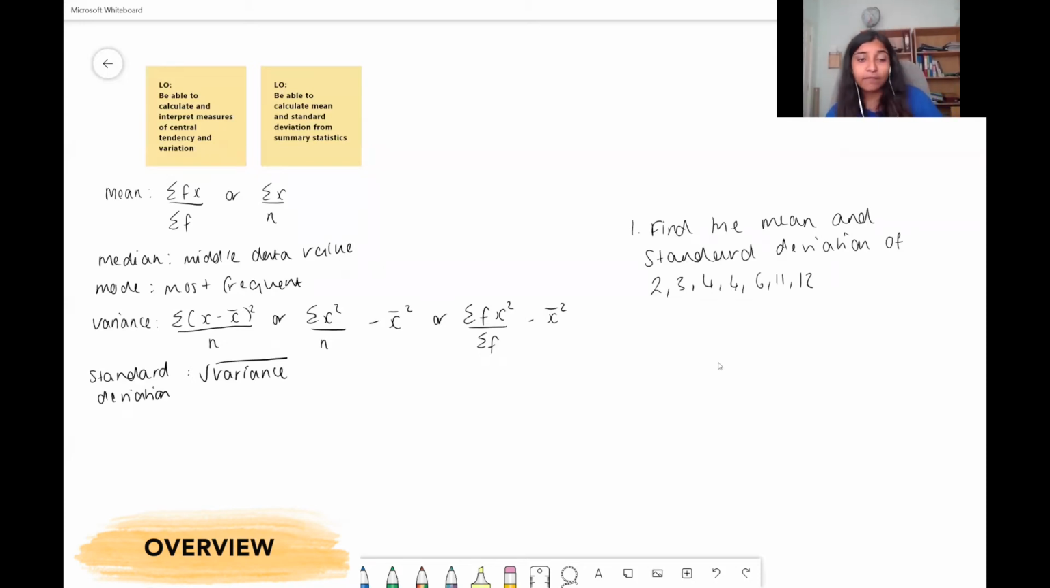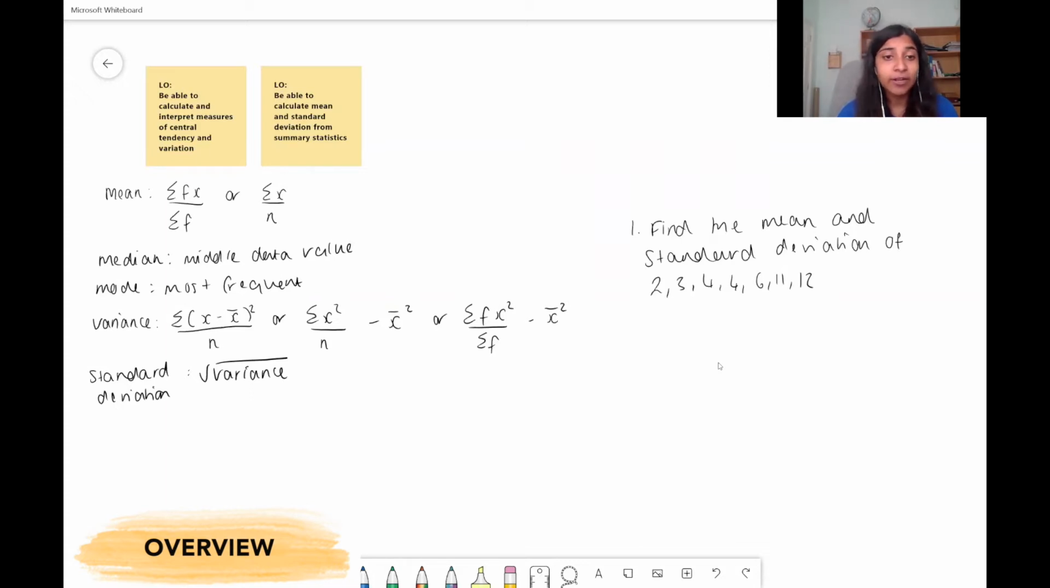So there are 5 main measures of central tendency and variation that you need to know how to calculate. The first one is mean, and to work out the mean, you do the sum of your fx, frequency times x values, over the sum of frequency, sum of f, or the sum of all your x values over n, the number of values you have. Your median is just your middle data value. Your mode is the value that occurs the most frequently.